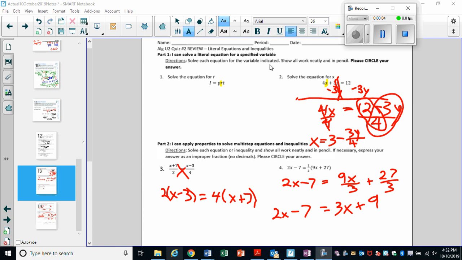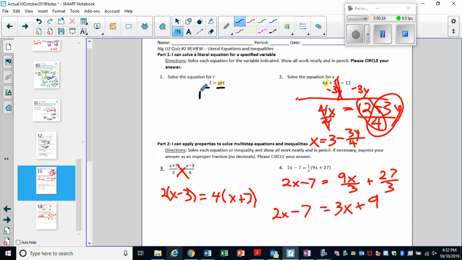This is a recording to quickly review the quiz. For number one, solve for the equation where we're isolating R. You can highlight. For the first problem, all you're really doing is dividing both sides by P and T. That's all you have to do: divide both sides by P and T.